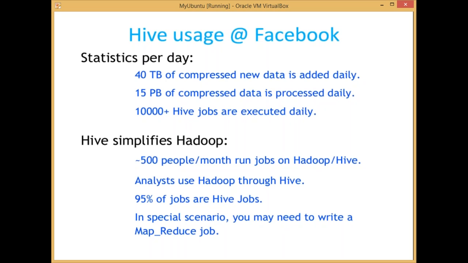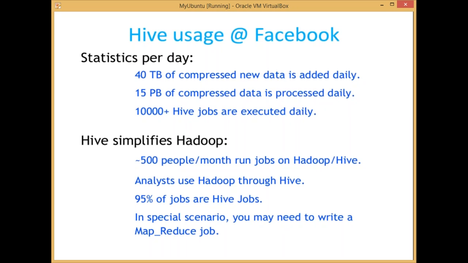People from different geography, different gender, different age group, with different educational and professional background are clicking on different types of advertisements. Every click you do on any advertisement on Facebook is captured by the Facebook team, which can later on be analyzed for its business intelligence. 10,000 plus Hive jobs are executed daily.